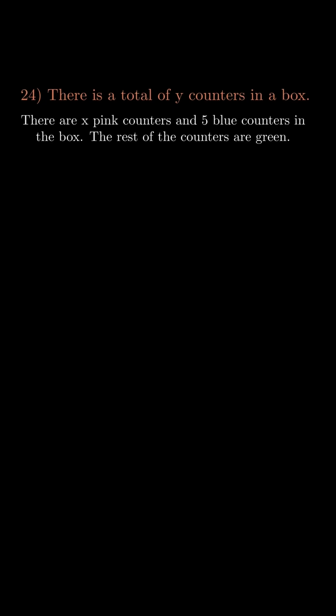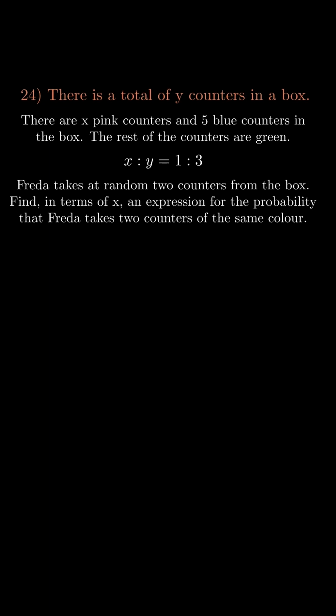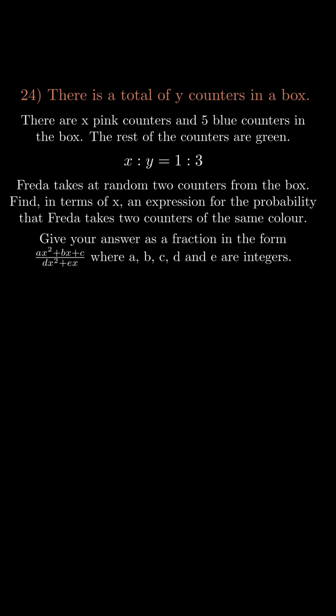Question 24. There is a total of y counters in a box. There are x pink counters and 5 blue counters in the box. The rest of the counters are green. The ratio of x to y is 1 to 3. Freda takes at random 2 counters from the box. Find, in terms of x, an expression for the probability that Freda takes 2 counters of the same color. Give your answer as a fraction in the form ax squared plus bx plus c over dx squared plus ex, where a, b, c, d, and e are integers. We'll start by working out the probabilities, and then we'll work out the algebra.